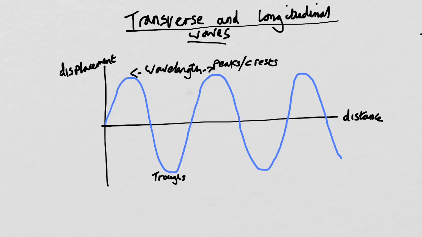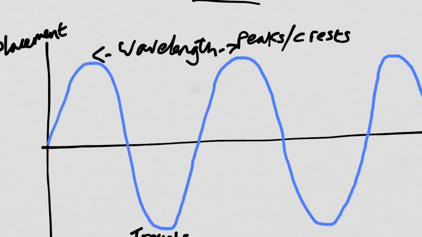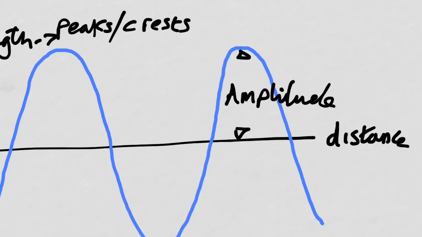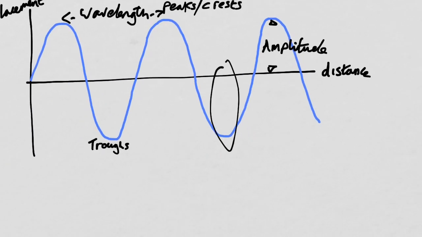We've got amplitude. Let's look at amplitude. Amplitude is just the height of the wave. That's the height from the central undisturbed position. That's the amplitude. You could also say that that's the amplitude there.